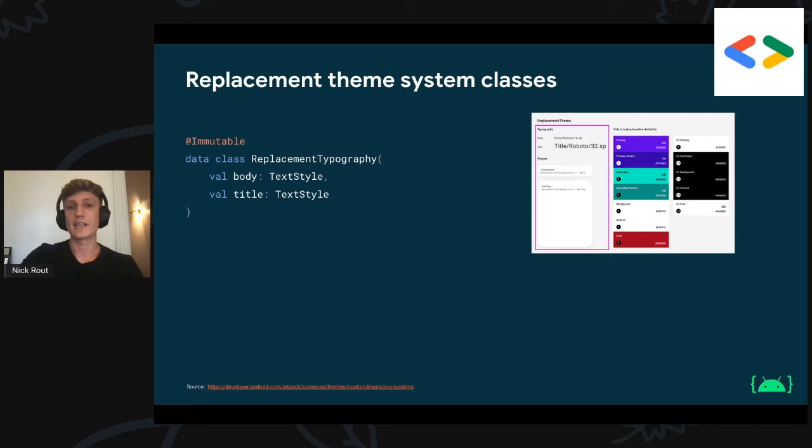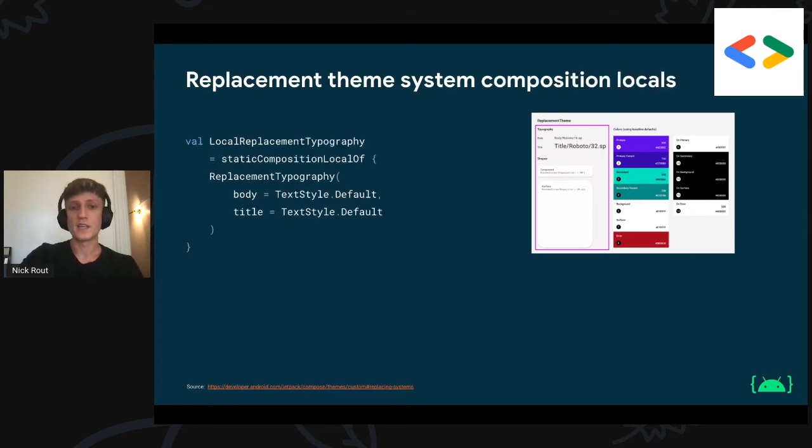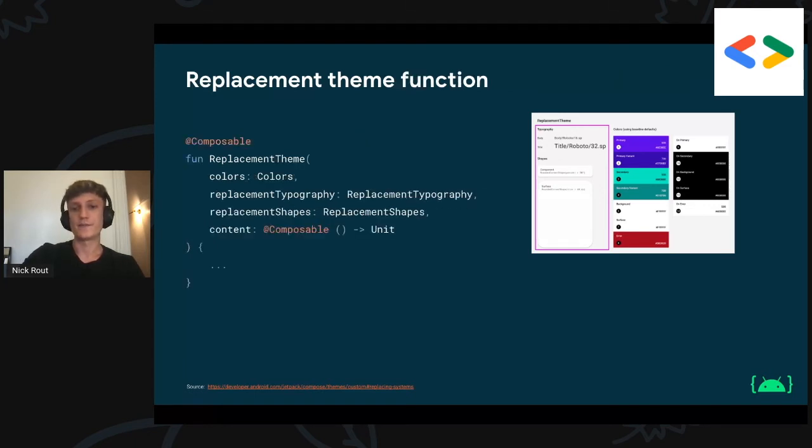So I've again made a data class for replacement typography using that diagram on the right that I got from the designer to model this class. And the same can be said for replacement shapes. We create two composition locals of these, again passing in some defaults. So in our case, it's going to be replacement shapes and replacement typography.